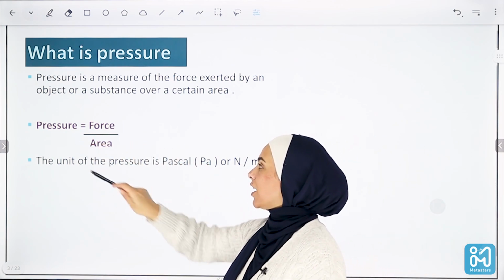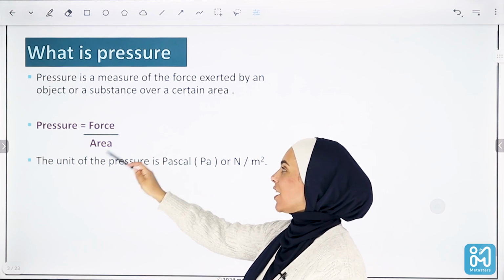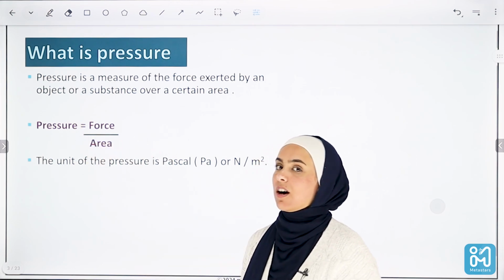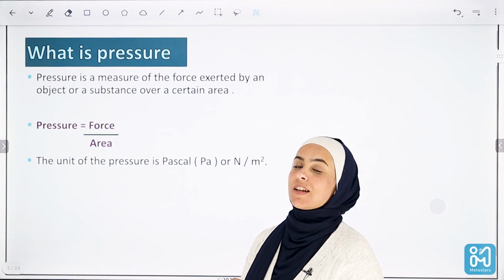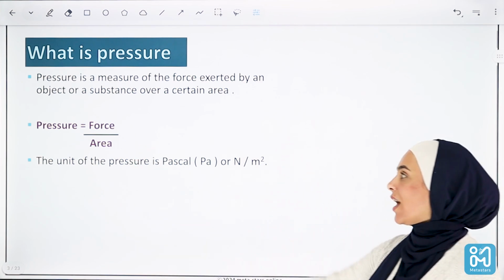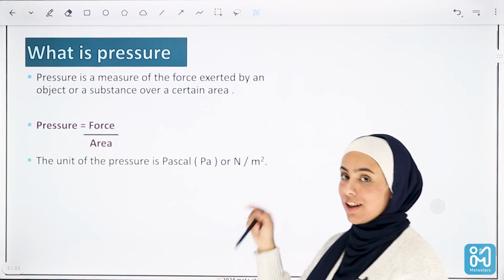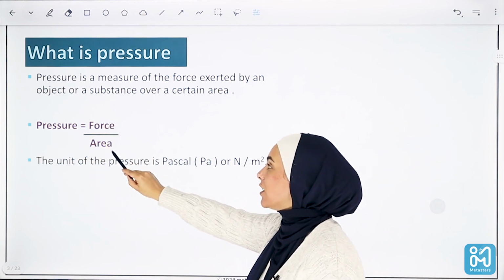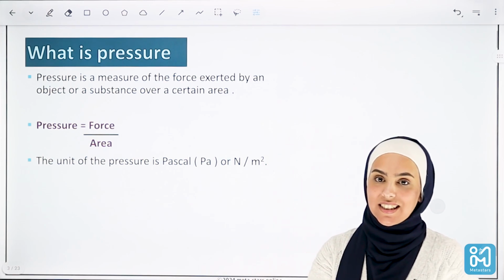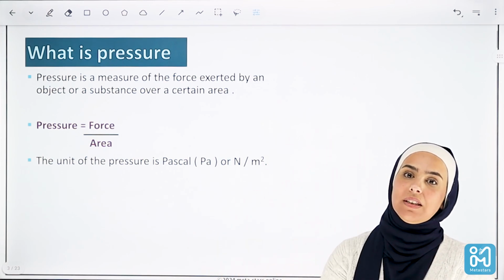The pressure and the area are inversely proportional. But on the other hand, the pressure and the force are directly proportional. What does directly proportional mean? As the force increases, the pressure increases too. While on the other hand, when the area increases, the pressure will decrease. Inversely proportional: when one of them increases, the other will decrease.